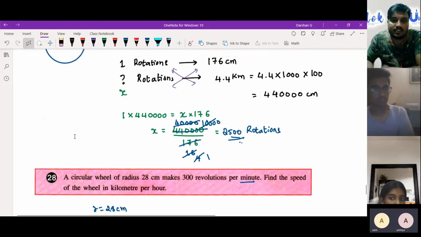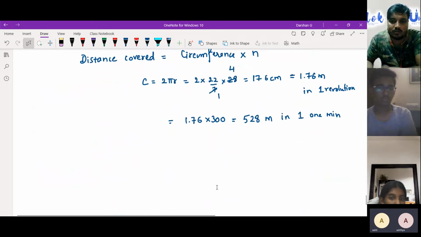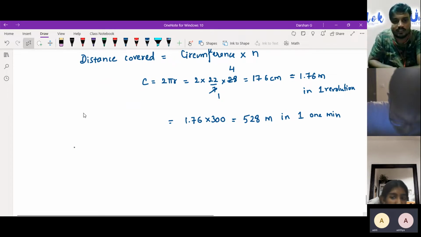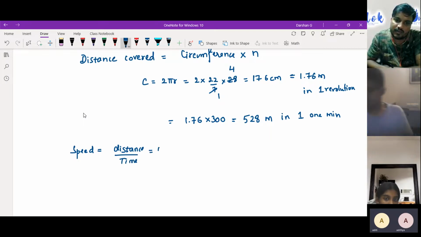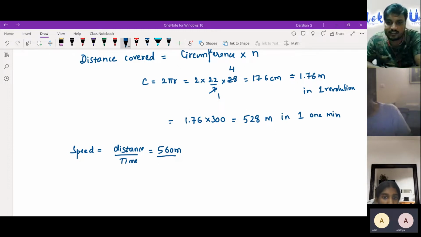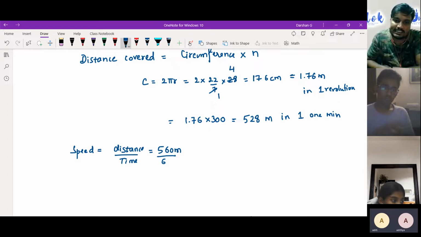But they want the answer in kilometer per hour. So how to go about this? Anybody can help? No? Okay, so let's write: what is the speed formula? Shruti? Speed equals distance by time. What is the distance covered here? 528 meter. In how many minutes or seconds? 60 seconds. Correct.